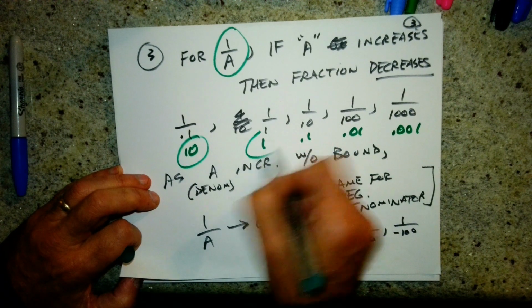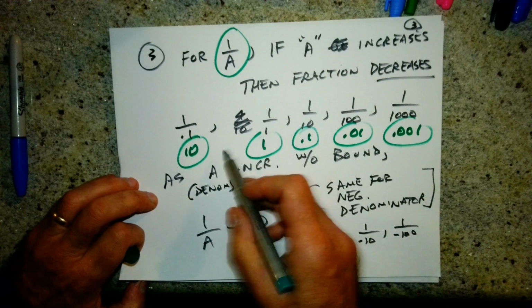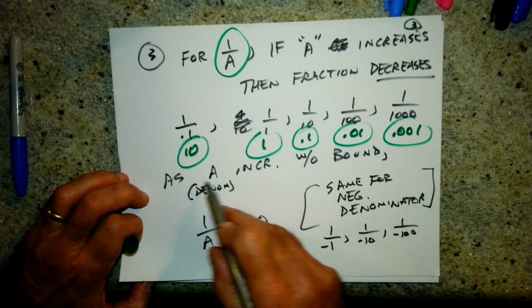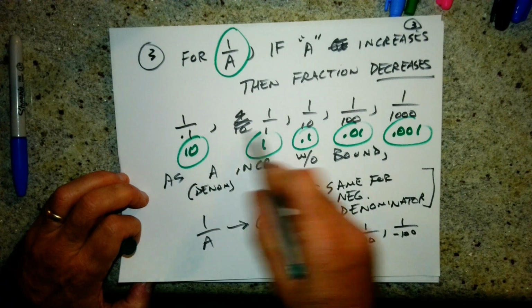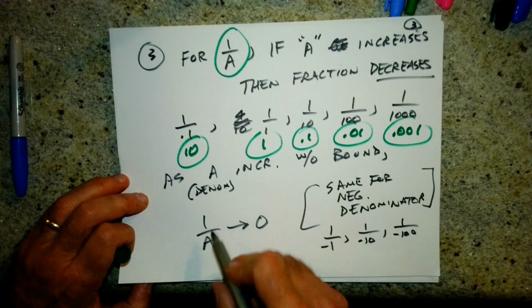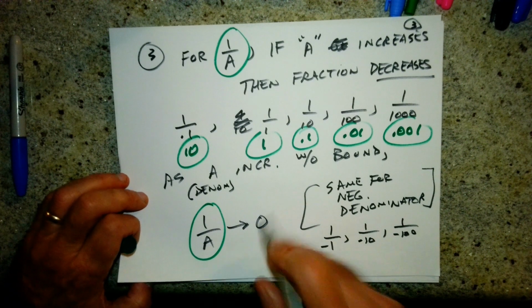So look what's happening to the fraction as a whole. If we let the denominator get bigger, the fraction as a whole gets smaller. So as a, the denominator, increases without any end to it, then the fraction as a whole approaches 0, gets closer and closer to 0. It never actually can get there.